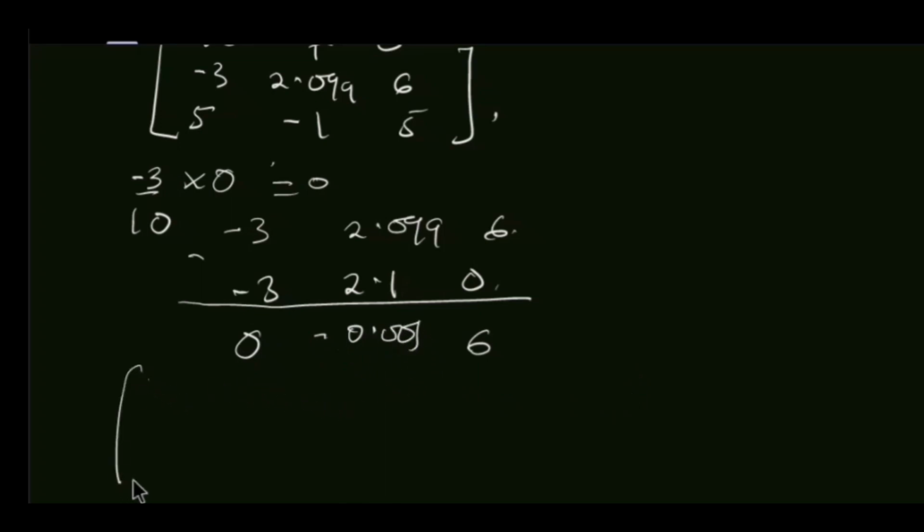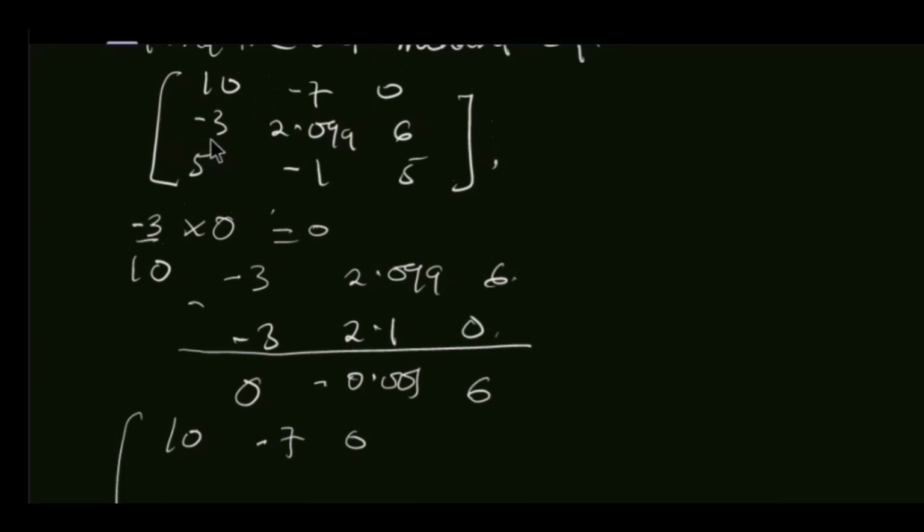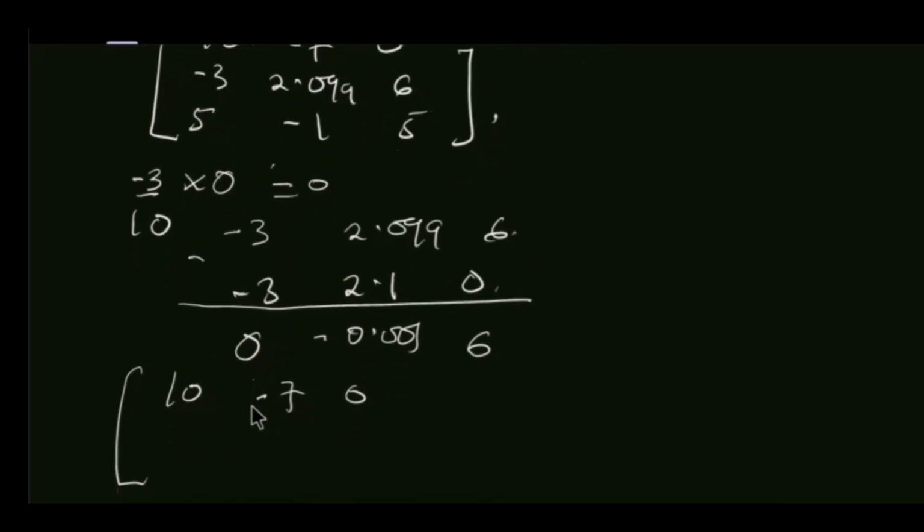At this point, my new matrix becomes 10, negative 7, 0. My negative 3 is eliminated as 0. So I'll have 0, then my new row entry is negative 0.001. Then here becomes 6, right? Then my final row 5, negative 1, 5. It comes like this.